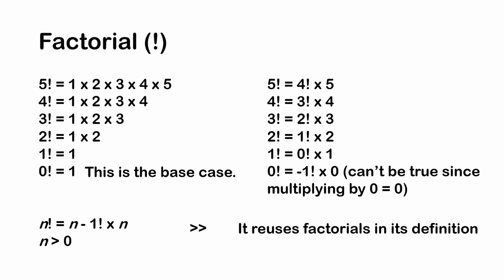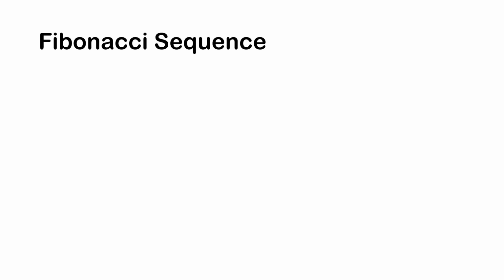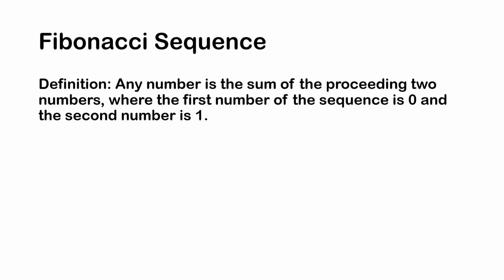Let's look at another problem, a very famous one known as the Fibonacci sequence. The Fibonacci sequence states that any number in the sequence is the sum of the preceding two numbers, where the first two numbers of the Fibonacci sequence are 0 and 1.